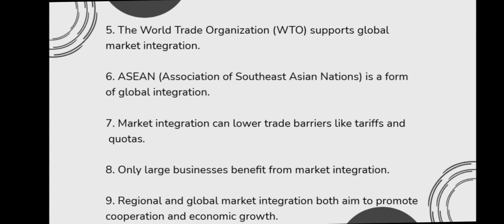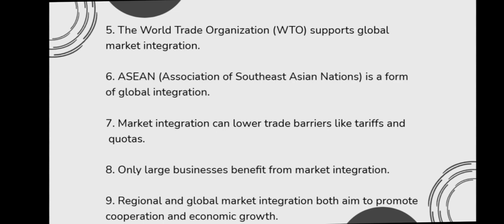Number 5, the World Trade Organization or the WTO supports global market integration. Do you agree or do you disagree? Okay, agree. Number 6, ASEAN or Association of Southeast Asian Nations is a form of global integration. Disagree, because ASEAN is a form of regional market integration and not global integration.